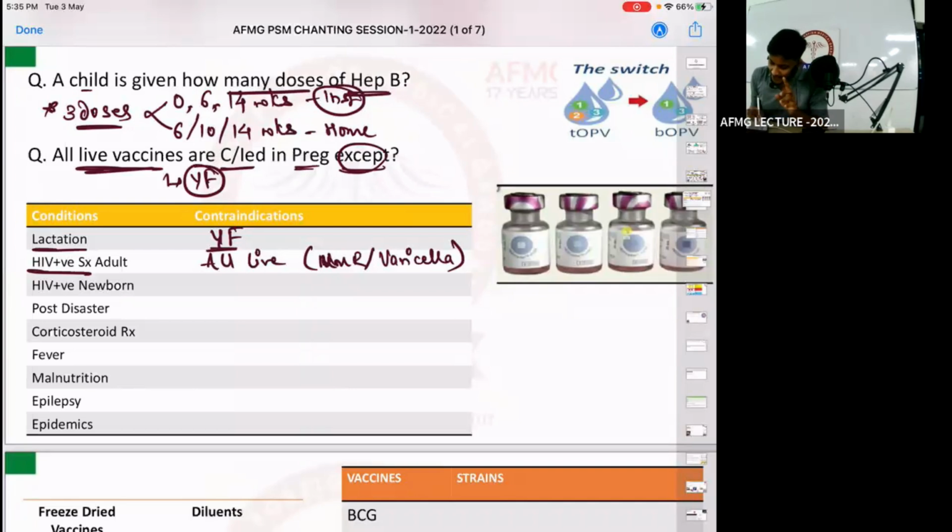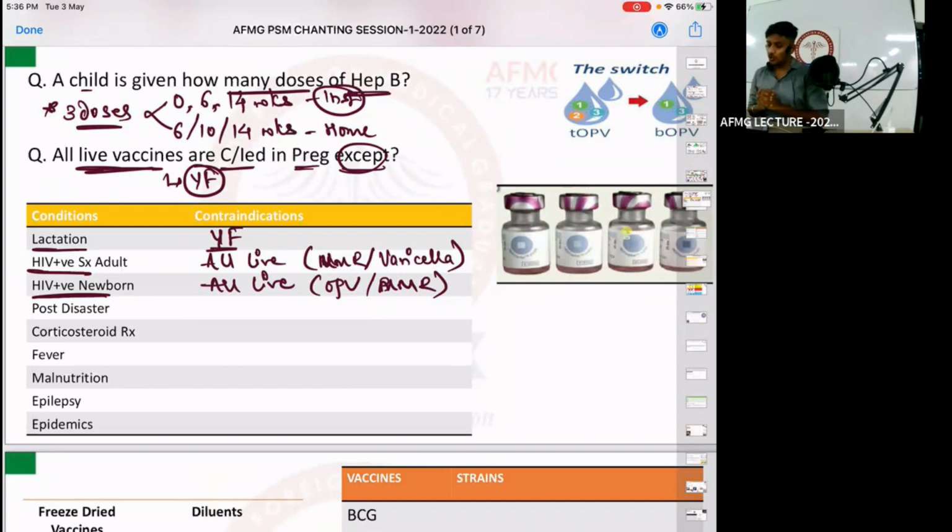If it is an HIV positive newborn, whether symptomatic or asymptomatic, all live vaccines are contraindicated. Except which can be given? OPV can be given. Measles can be given. BCG is plus minus, okay? So please remember OPV and MMR. BCG, some books say yes, some books say no. In high prevalence countries like India, we can give BCG, because even if the child gets a mild infection, it will protect them, but otherwise it is not given.